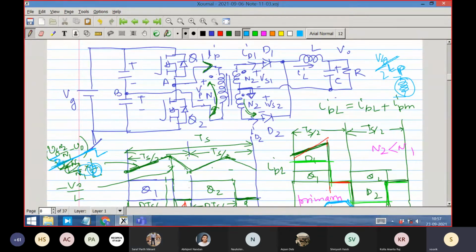This is correct. Vg by 2, N2 by N1 minus V0 divided by L.